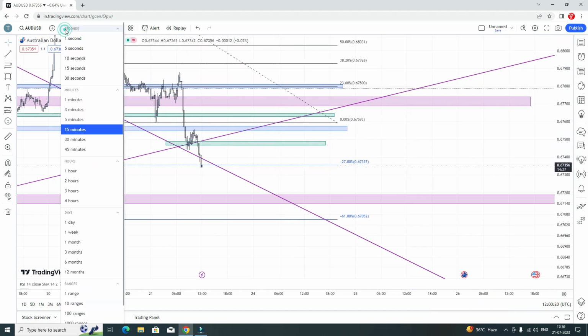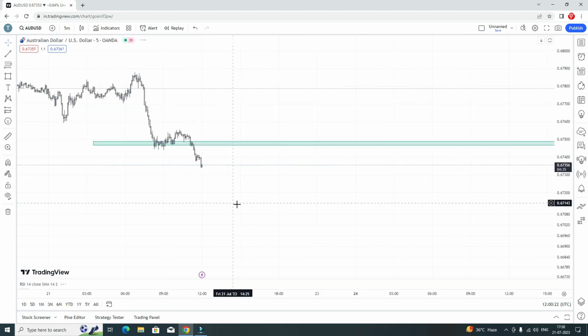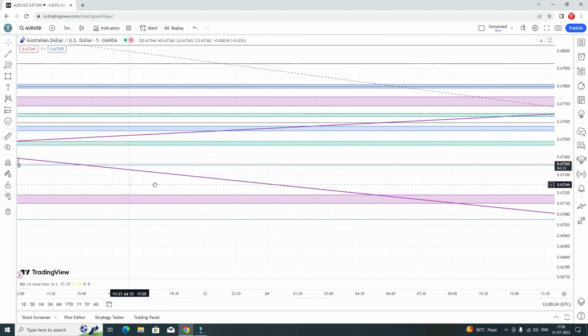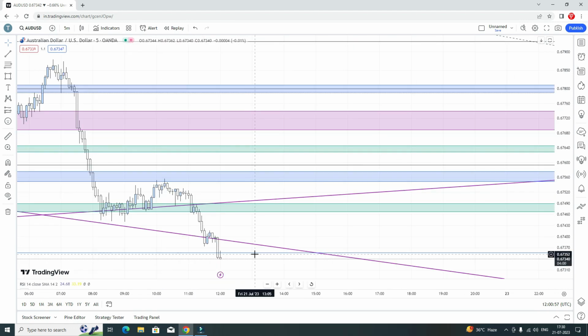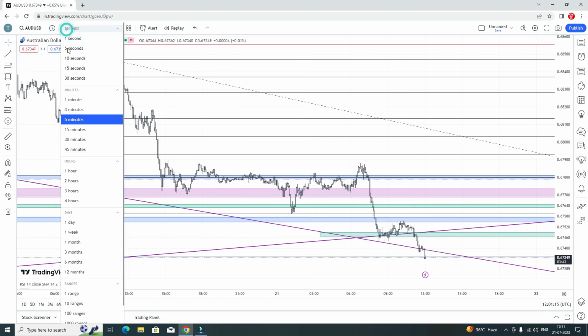Let's look at the 5 minutes also for just a little while. Yeah, this is the 5 minutes. The 5 minutes is showing the price respecting this trend line, the 4 hour trend line, and then again respecting this, but it has broken through. But this is just like testing it. It is again moving upwards. Let's move back to 15.